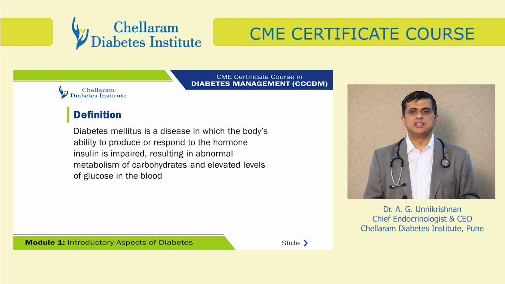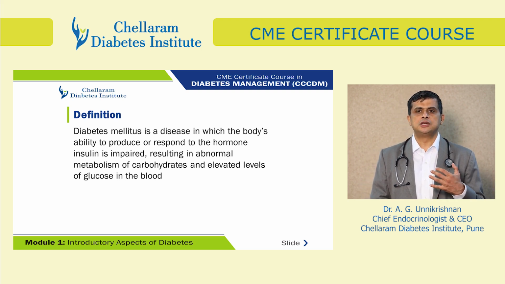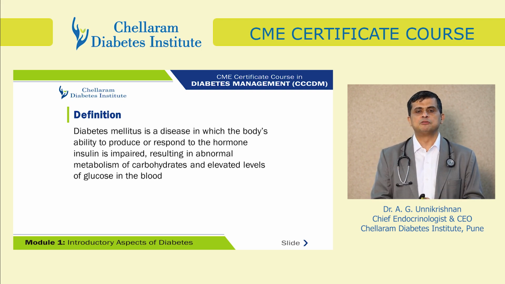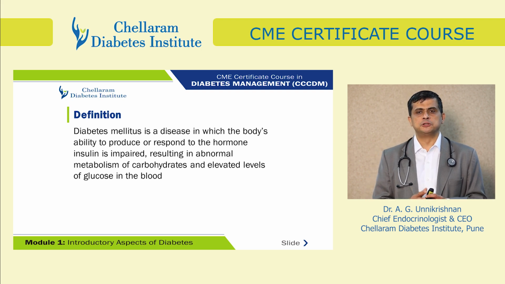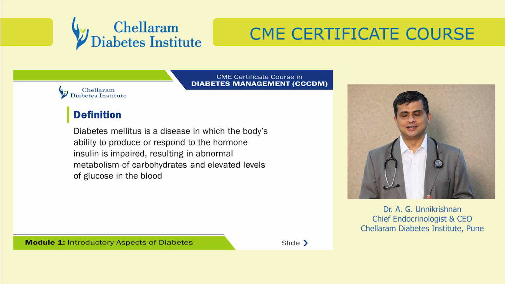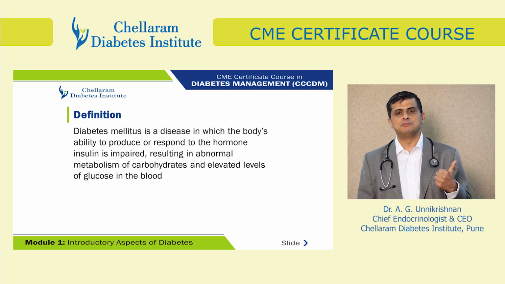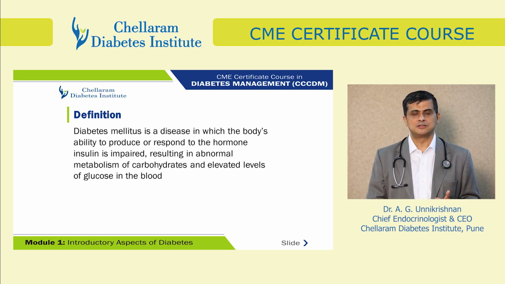We define diabetes as a disease in which the body's ability to produce insulin or respond to the hormone insulin is impaired. And this results in an abnormal metabolism of carbohydrates and elevated levels of glucose in the blood. While this is a definition, I'd like to make a few points here. The first point is that diabetes is characterized by high blood glucose. Hyperglycemia is a hallmark of diabetes.